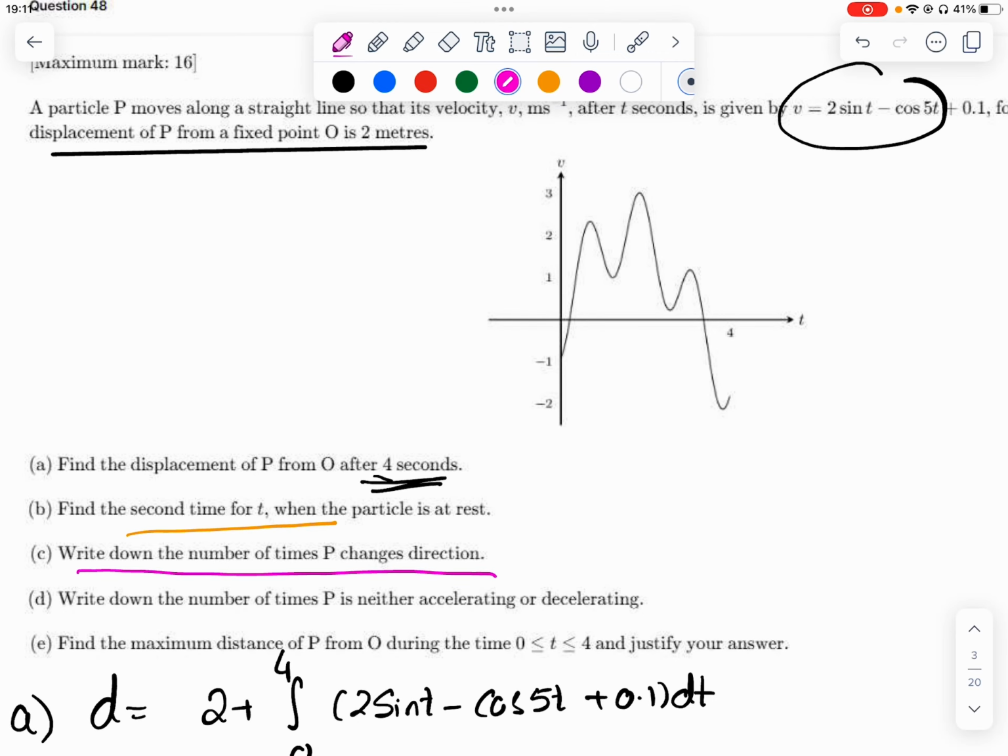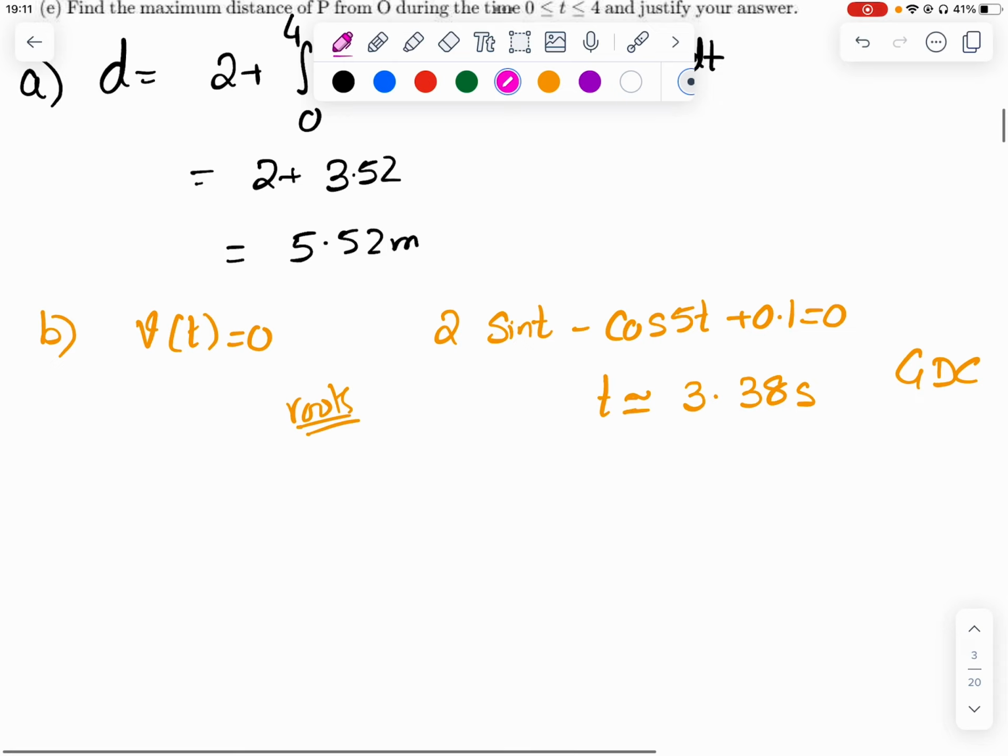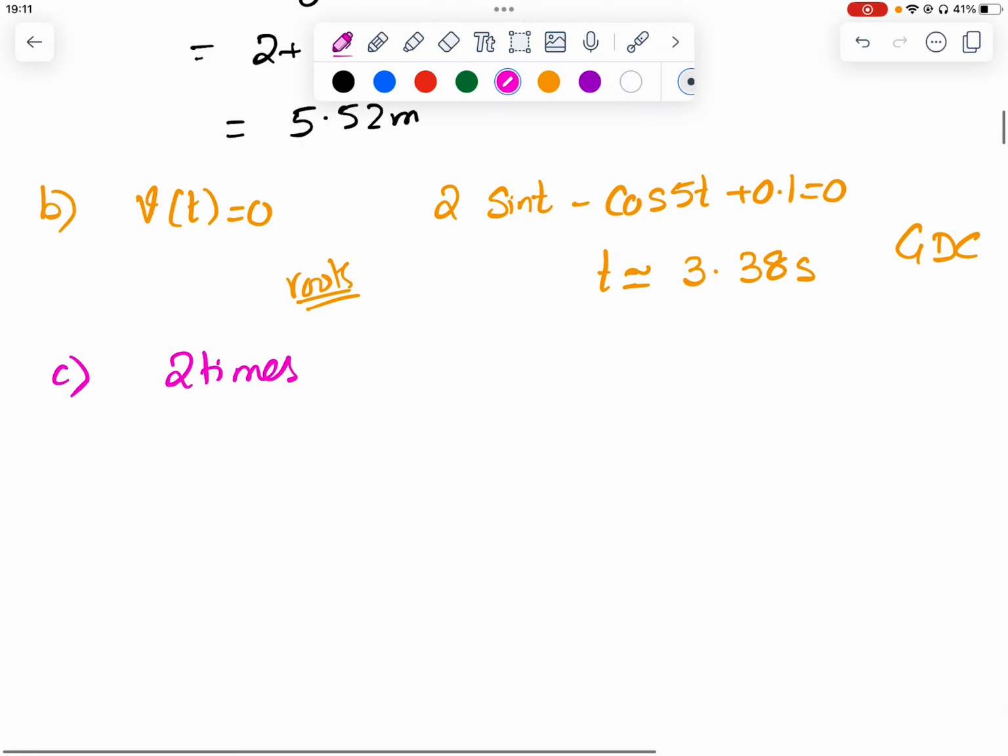Then part C, write down the number of times P changes its direction. When will it be changing its direction? Whenever the velocity is becoming 0. So when is the velocity becoming 0? At one time over here, one time over here. So how many times? 2 times. So whenever the velocity is becoming 0, it changes its direction.